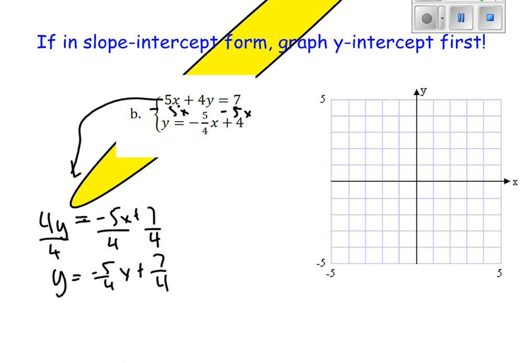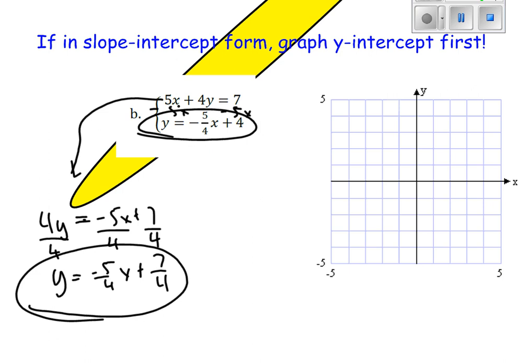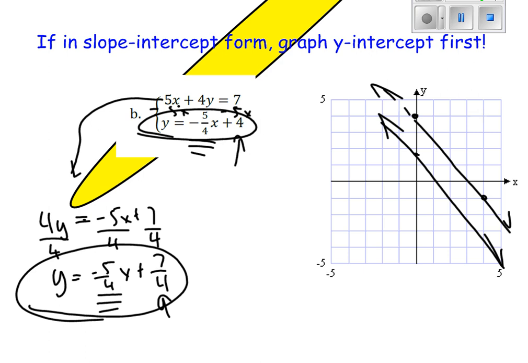But here's my big tip-off before I even graph that. Look at this and look at this. I noticed something. Hey, look, I've got the exact same slope. I've got different y-intercepts. When I graph this, down 5 over 4, it's going to be the same slope, same line, just in a different spot. 7/4 is going to be right here, but it's going to be parallel. So this is my tip-off that this is going to be no solution.